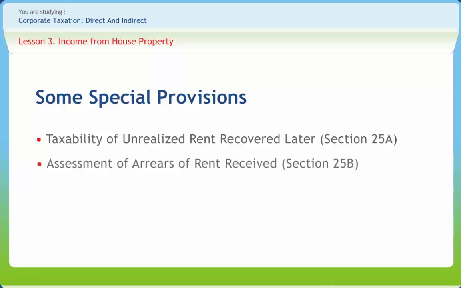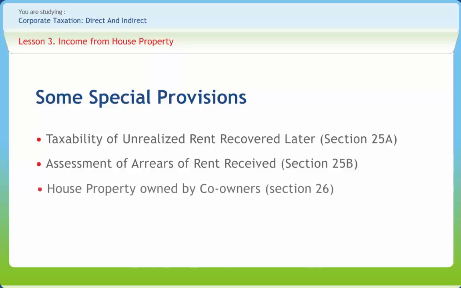Second is assessment of arrears of rent received, Section 25B. When the owner of a property receives arrears of rent from such a property, the same shall be deemed to be the income from the house property in the year of receipt. 30% of the receipt shall be allowed as deduction towards repairs, collection charges, etc. No other deduction will be allowed. As in the case of unrealized rent, the assessee need not be the owner of the property in the year of receipt. Third is house property owned by co-owners, Section 26.